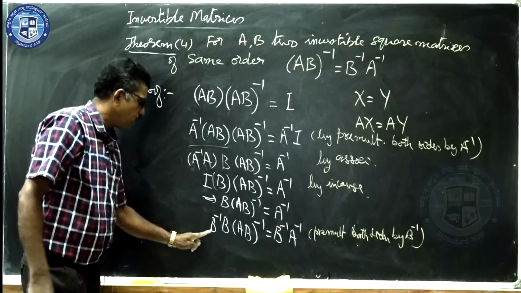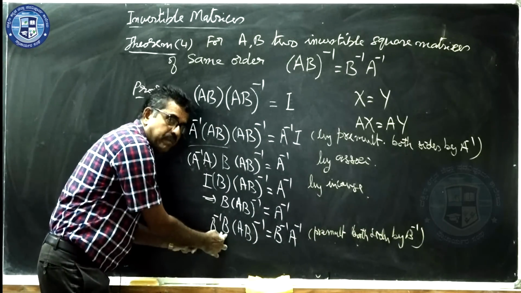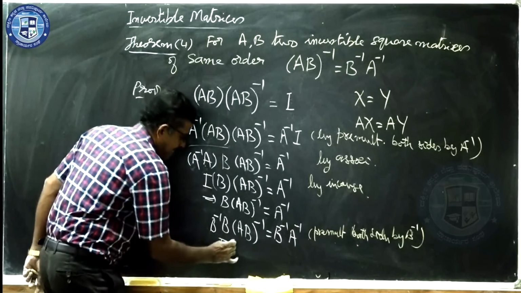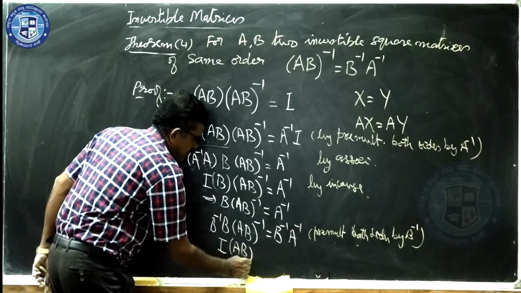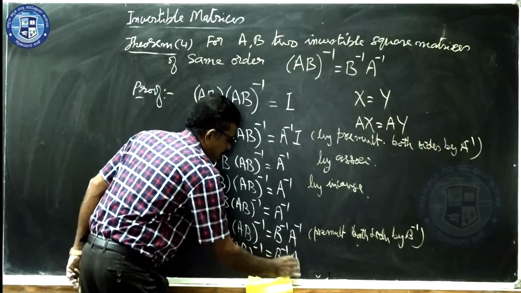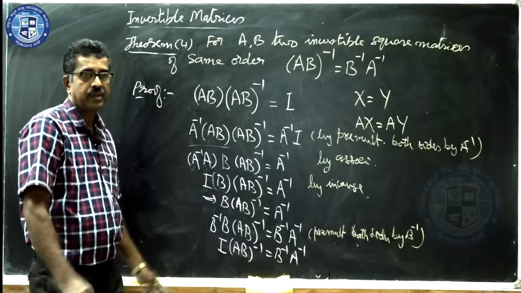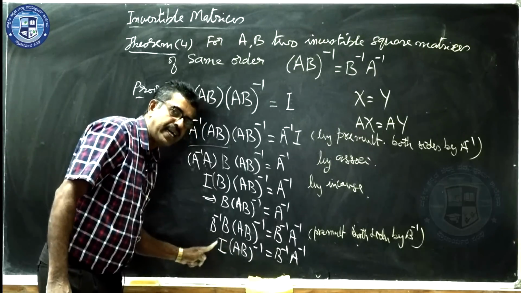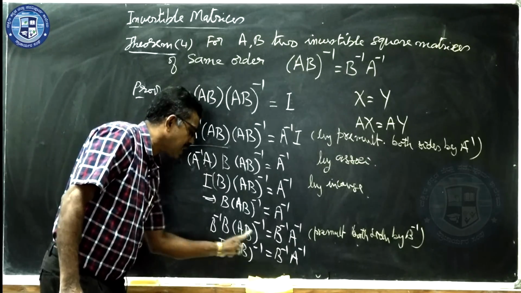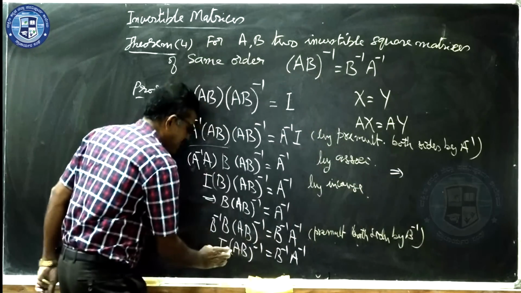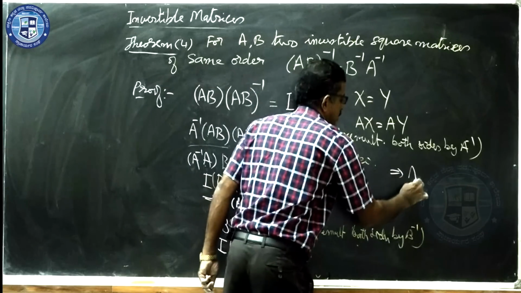Now please tell me, what do you expect here? What is B inverse into B? B inverse into B is identity. Identity into (AB) inverse will be equal to B inverse into A inverse. Now do you understand what is identity into any matrix? Identity into any matrix is the same matrix. Therefore I may write here, and let me continue, we have identity into this one, it is (AB) inverse.